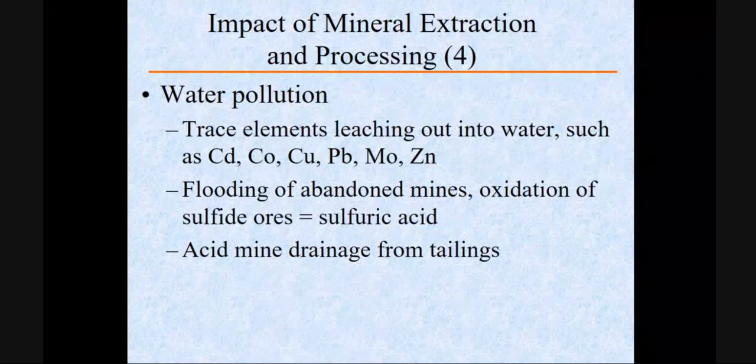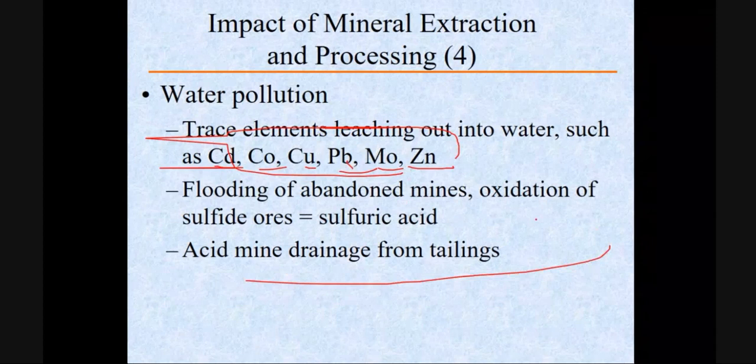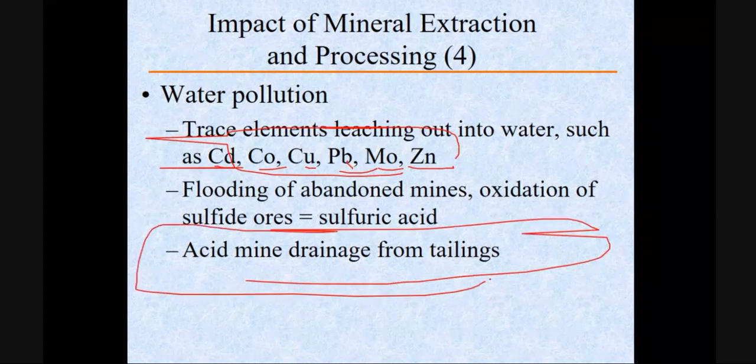At the same time, you need metals for industrial development. Without that, you cannot progress. But at the same time, that can be dangerous. Trace element leaching into the water, like cadmium, cobalt, copper, lead, all toxic, can affect us. So we have to manage it. Acid mine drainage from tailings, we have to manage. This is a very big field.